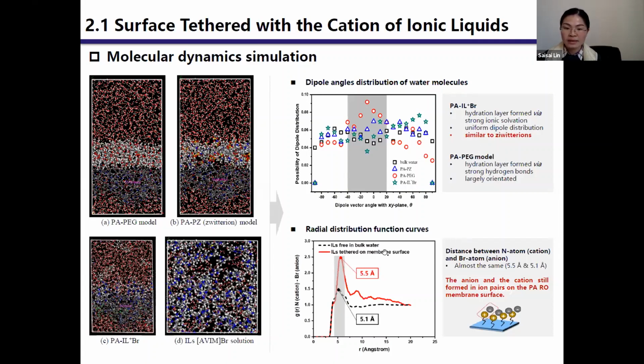And then we also did the RDF curves for the tested ionic liquids and the free ionic liquids in the bulk water. You can see we compared the distance between the nitrogen atom in the cation and the bromine atom on the anion. You can see the distance was quite similar, quite close. So in this way, we think that the anion and the cation still formed ion pairs on the PA membranes after the grafting operation.